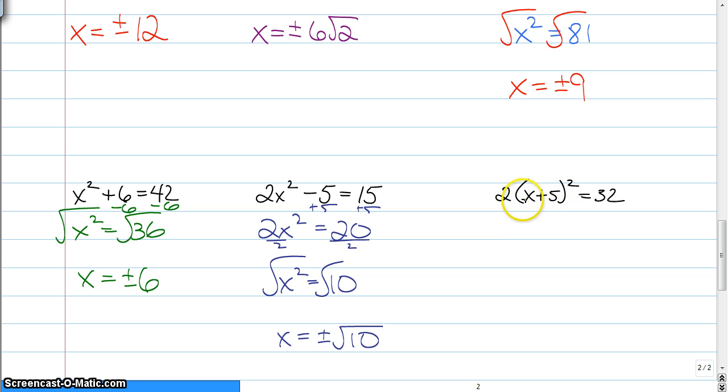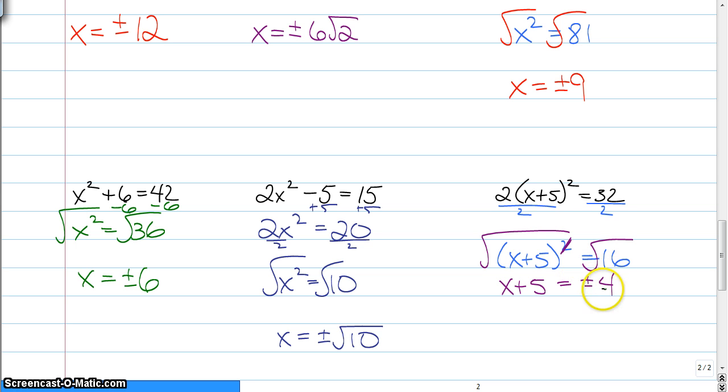When you have a group that is squared, what you want to do is get the set of parentheses by itself. So you can still just divide both sides by 2 right now. You do not distribute the 2. So that's going to leave us with x plus 5 squared is equal to 16. So from here, you square root both sides. And that's going to leave you with x plus 5, you got rid of the squared over here, equal to plus or minus 4.